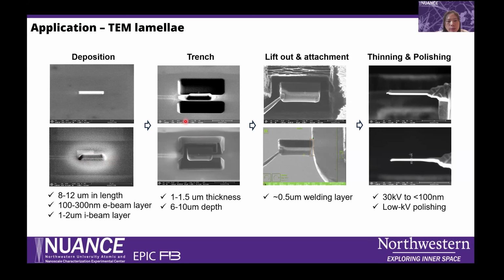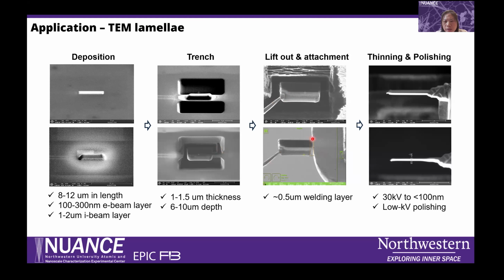And then we can make trenches on both sides and do the bottom cut, leaving just a bridge that supports the lamella. The target is to make a lamella with 1 to 1.5 micrometer thickness, and the depth almost 6 to 10 micrometers, depending on your purpose. And then we can use the manipulator to lift it out and attach it to a grid.